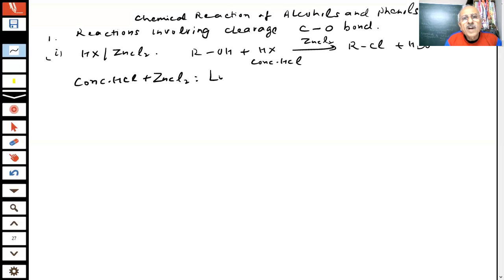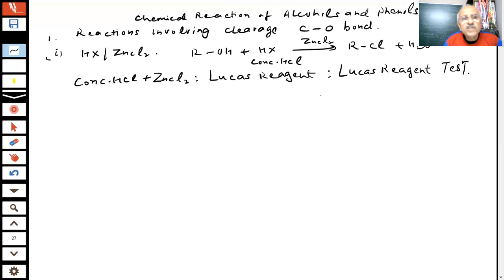This is an important reaction because concentrated HCl plus ZnCl2 is called Lucas reagent. For the exam, what is Lucas reagent, students? Lucas reagent is concentrated HCl and ZnCl2. And this is also called the Lucas reagent test. The Lucas reagent test is important and has been asked.